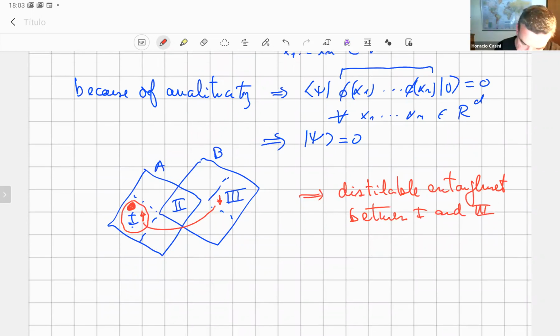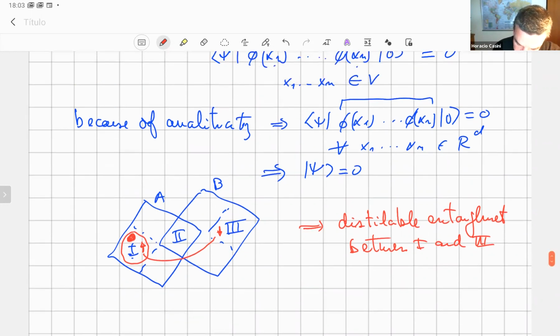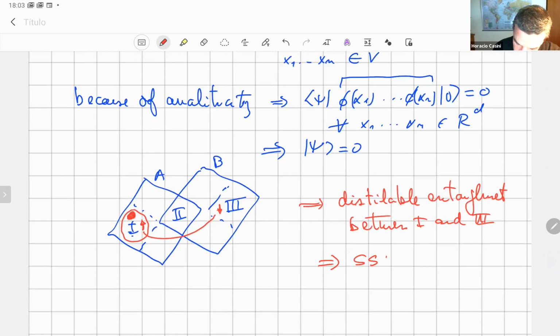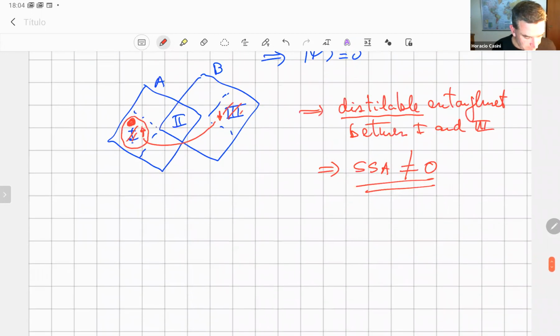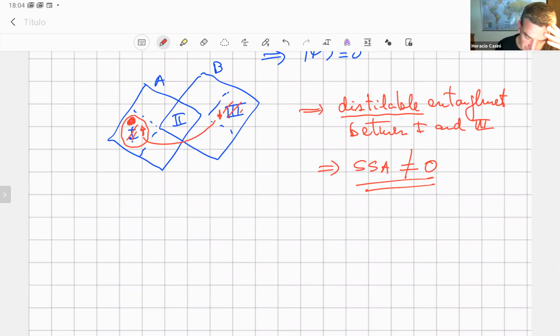And this, of course, implies that strong relativity cannot be 0, because one of the conditions for the strong relativity to be non-zero is that there is quantum entanglement between 1 and 3. I don't know if you know what this level of entanglement is, but it's some particular measure of entanglement. So then strong relativity cannot be saturated in general.